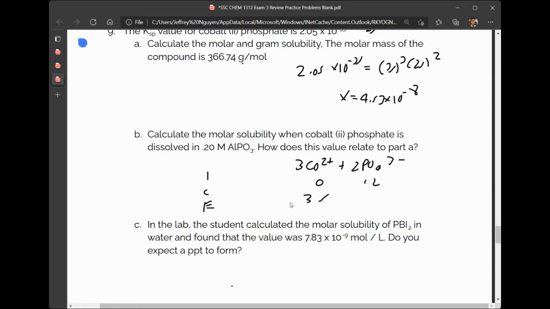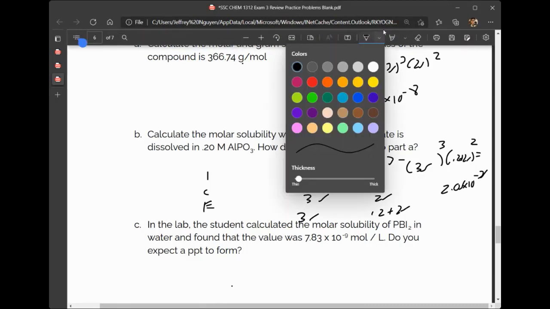And then we do 3s and then 2s and then 2s, and that's the change. So 0.2 plus 2s, we do 3s here. And then we do setting it equal to KSP. So (3s)^3 over (0.2 plus 2s)^2 is equal to KSP, which is that value, right? And so you can do the approximation method.